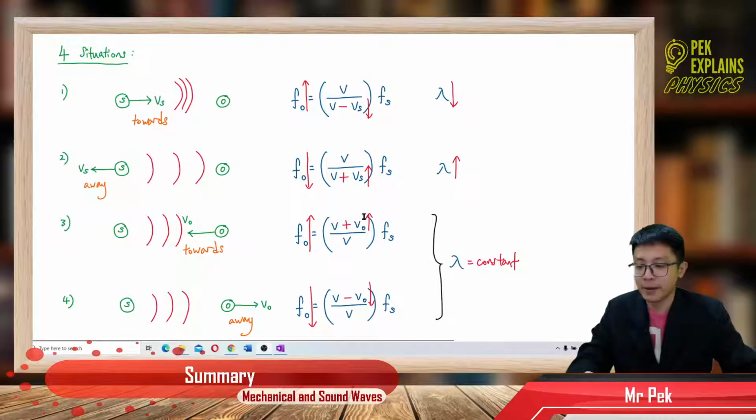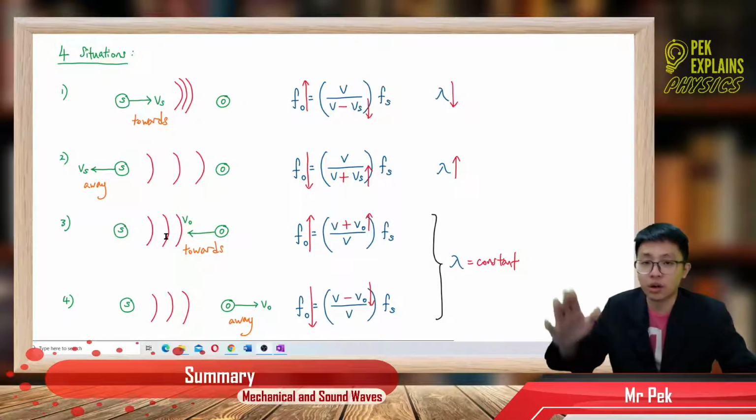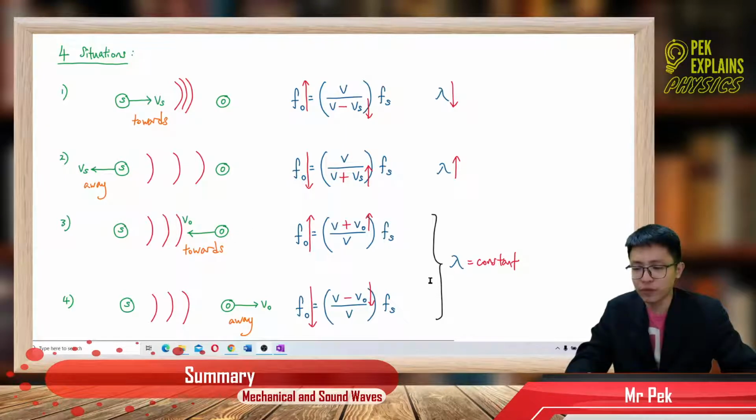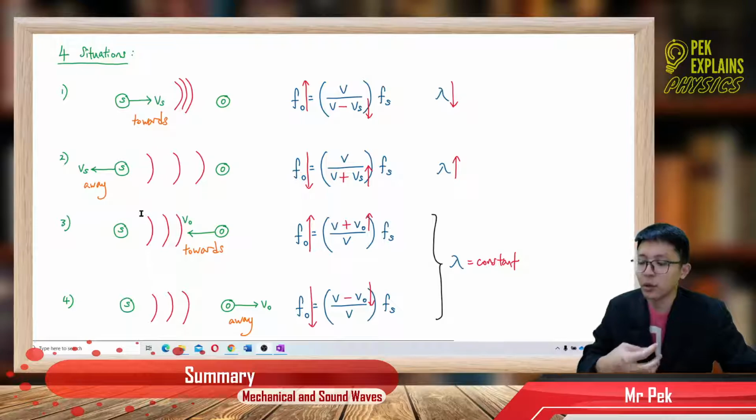But this time the wavelength emitted by the source is constant. Why constant? Because the source is stationary, not moving, so it does not compress the wave. The wave emitted is not compressed or expanded. If only the observer is moving without the source moving, the source produces the wave at the same location. So the wavelength is constant for both situations.